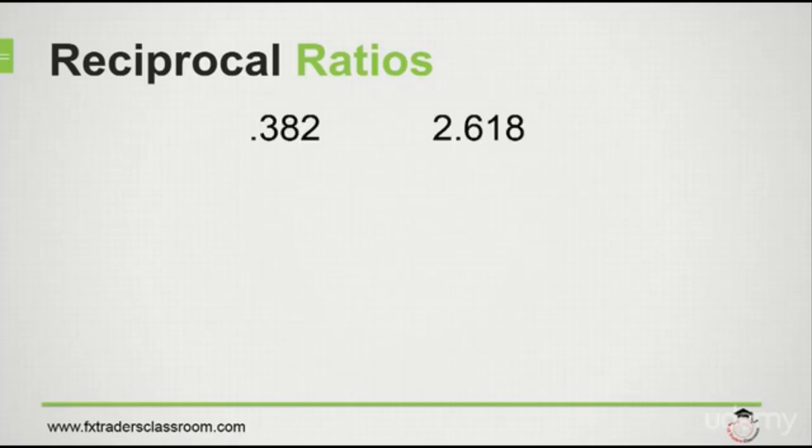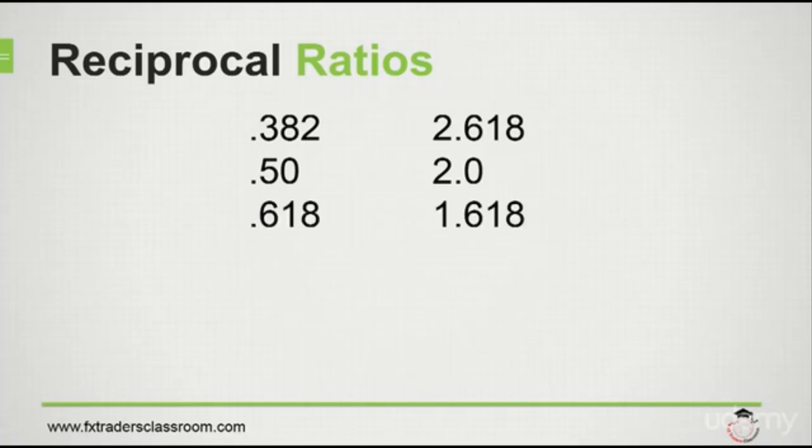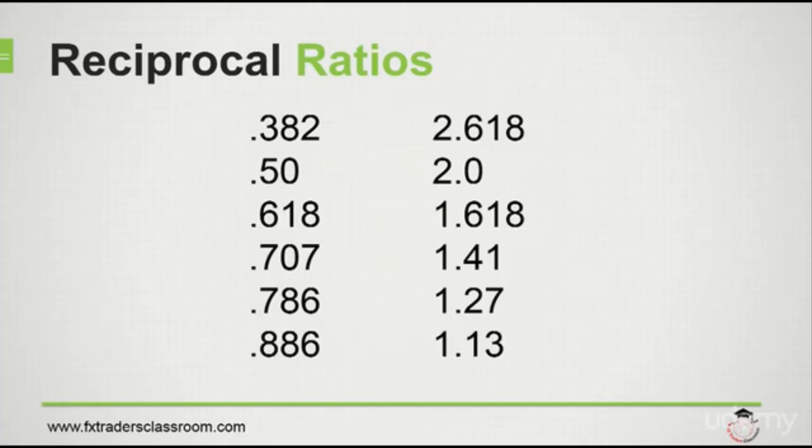If we have a 382 retracement, we are looking for a 2.618 projection. A 0.5 retracement looks for a 2.0 projection. A 618 looks for a 1.618. A 707 looks for a 1.41. A 786 looks for a 1.27. And an 886 looks for a 1.13.